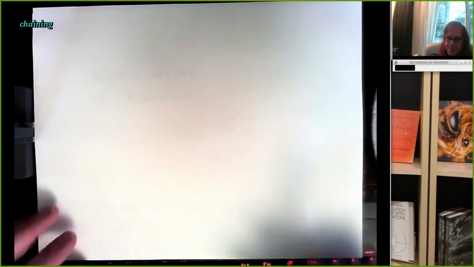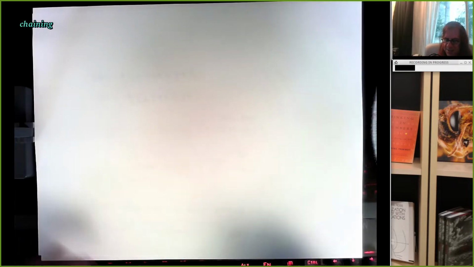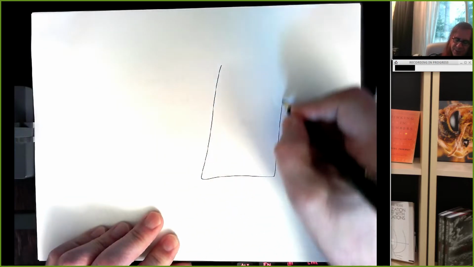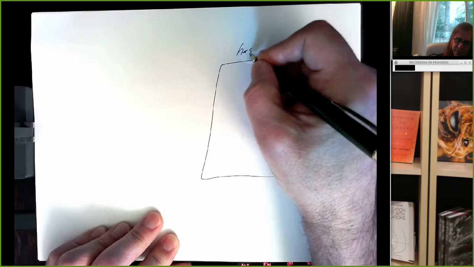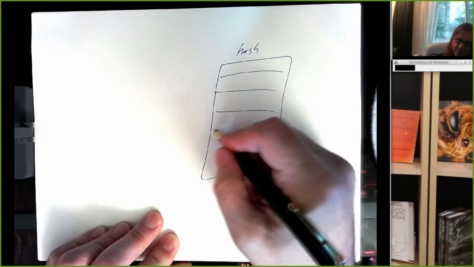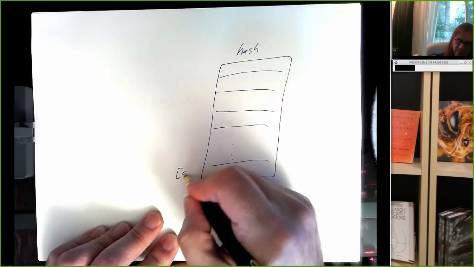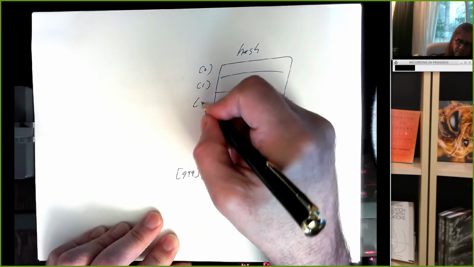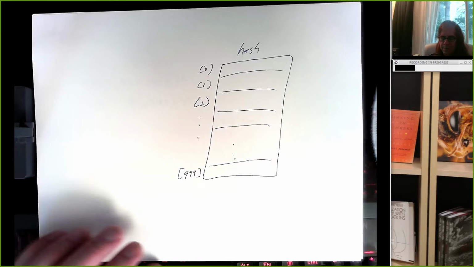So 2 main approaches we're going to talk about for dealing with collisions. The first is chaining. And chaining is linked lists. And this is what you're going to do in PA3 if I make PA3 a hash table question. So here's our hash table.